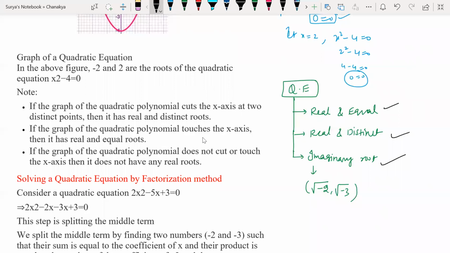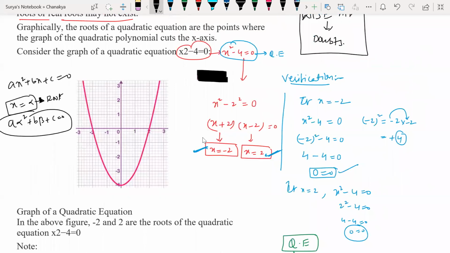What are the roots I got, beta? 2 and -2. Are they equal, or are they distinct and real? Tell me. They are real, of course. Real roots. And are they distinct or not? Distinct. Isn't it? Yes, sir. They are distinct and real. They are different roots and real numbers.